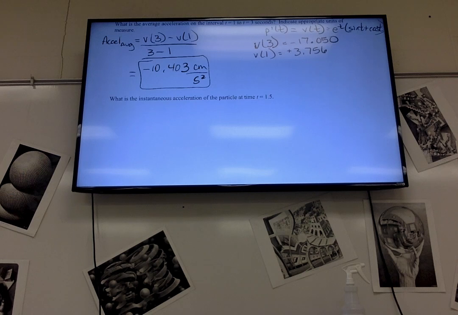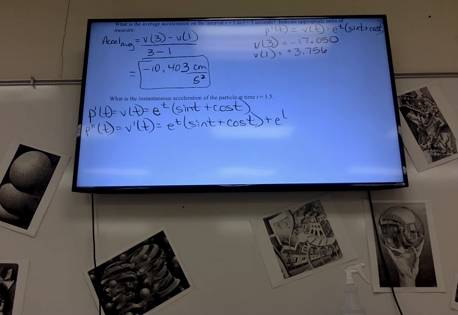Now, instantaneous acceleration. So we're going to have to take the derivative of the velocity. So second derivative of position, first derivative of velocity, take the derivative of the first times the second, plus the first times the derivative of the second. Derivative of sine is cosine. Derivative of cosine is negative sine.